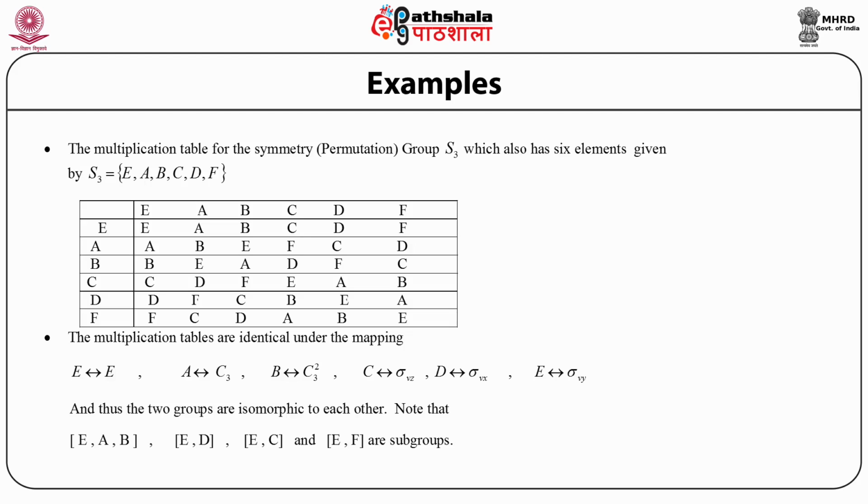Also note that the subgroups are the groups constituted by 3 elements E, A, B, and 2 elements E, D, another subgroup having 2 elements E, C, and yet another subgroup having 2 elements E, F. We now define the concepts of domain, codomain, and the kernel in the context of mapping.